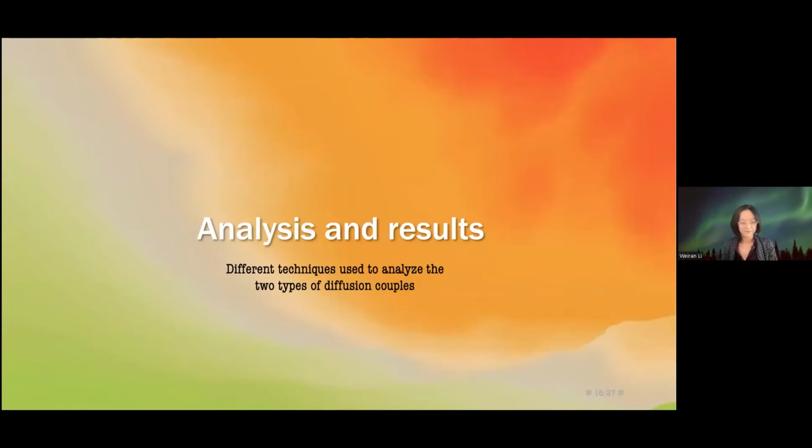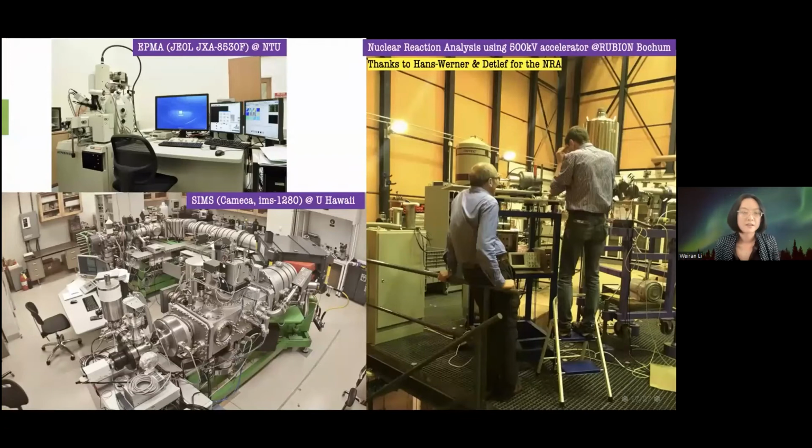After this, I will introduce the techniques we used to analyze the experimental products. These are the techniques we use. Firstly is the electron microprobe, which we use to analyze the crystal-powder diffusion couple. The other two are what we use to analyze the thin film sample, because analyzing them requires much higher spatial resolution. We used SIMS at the University of Hawaii and the accelerator at Ruhr University Bochum.